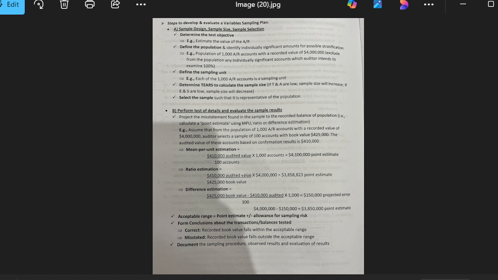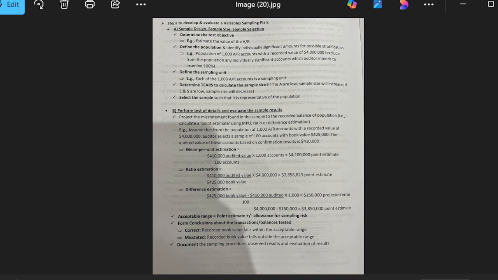Similarly, as we have discussed, mean per unit, ratio estimation, and difference estimation are used. After that, the acceptable range is equal to the point estimate plus or minus the allowance for sampling risk, and then form a conclusion about the transactions or balance tested. If it is correct, the recorded book value falls within the acceptable range, and if it is misstated, the recorded book value falls outside the acceptable range. Then documentation should be done, covering what sampling was done and what results were evaluated.